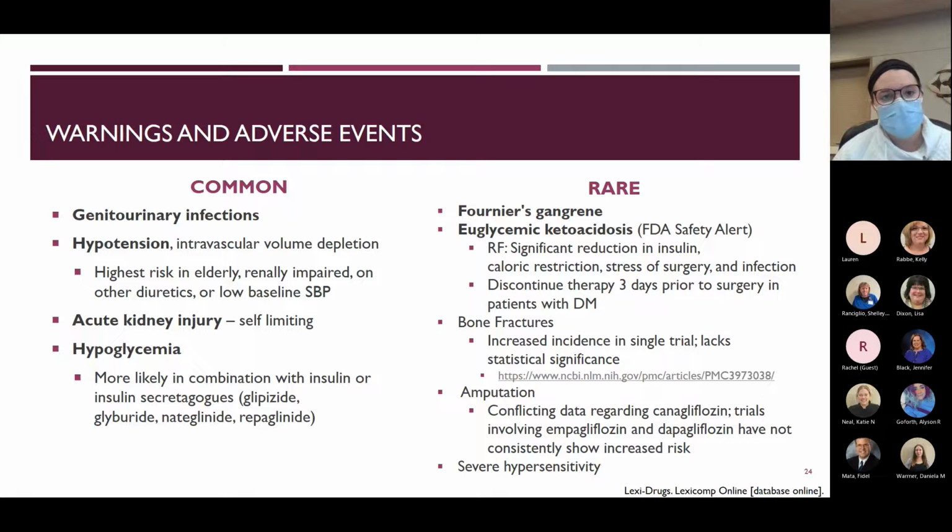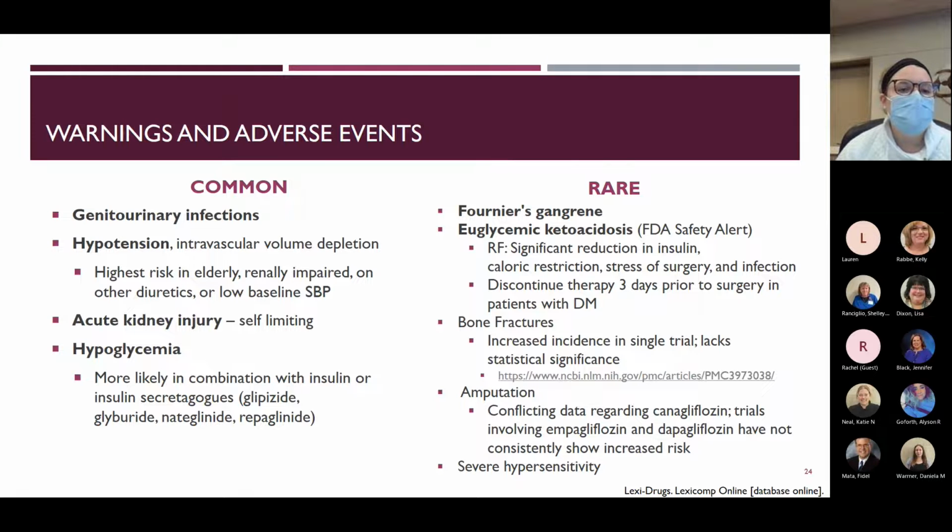Hypotension is another potential side effect, since we are having this volume depletion taking place by causing that increased diuresis. However, this was mostly seen in patients that were elderly or previously renally impaired or had other medications on, like other diuretics, that caused an increase in volume depletion.